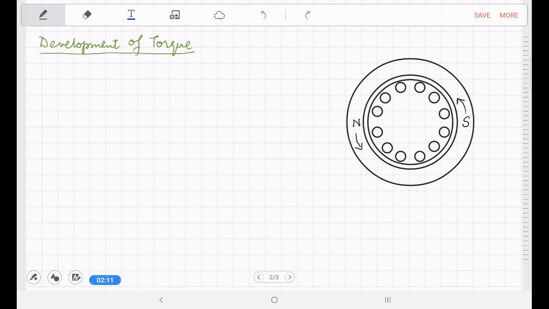Let's now describe how the torque in an induction machine is developed. For this, let's consider a two-pole machine with a rotating magnetic field rotating in the counterclockwise direction as shown in this figure. Let's initially assume that the rotor is at standstill and the rotating magnetic field in the air gap is aligned as shown in this figure with the axis of the field along this line.